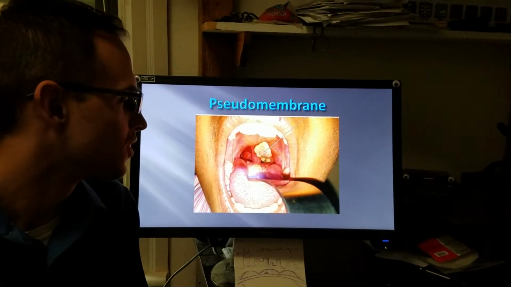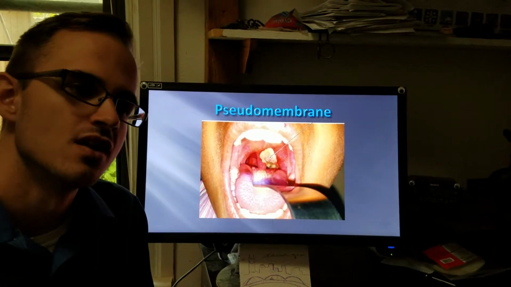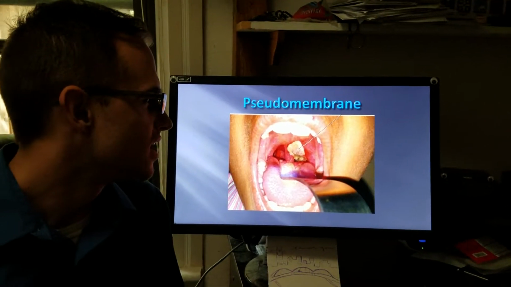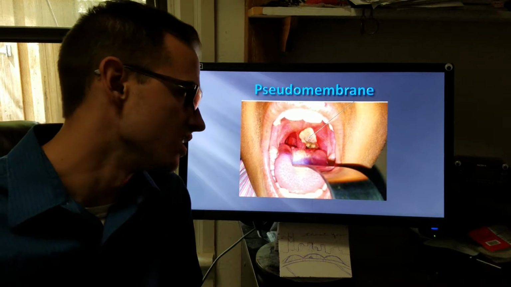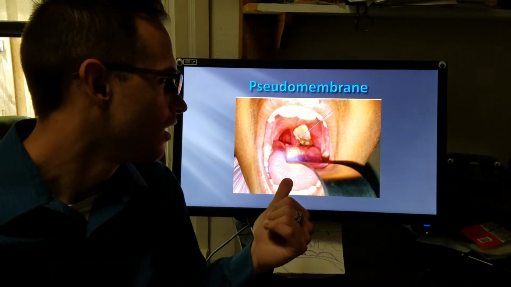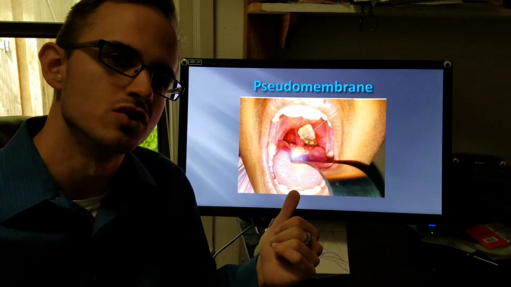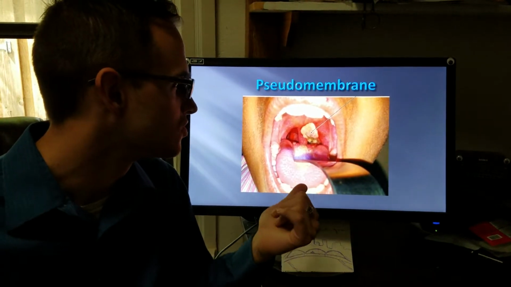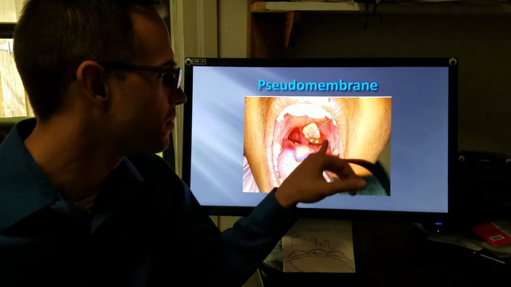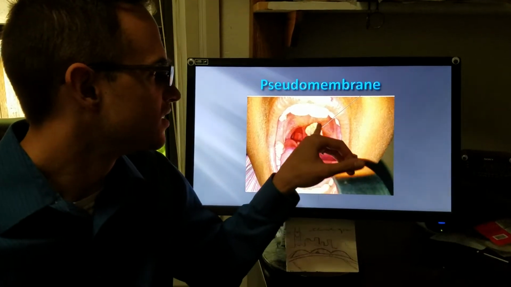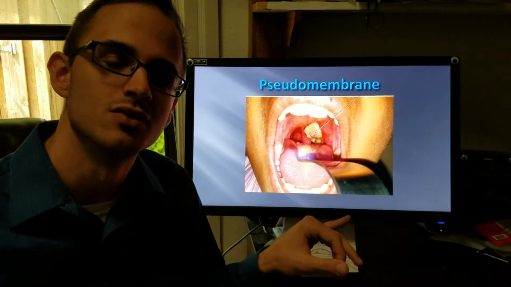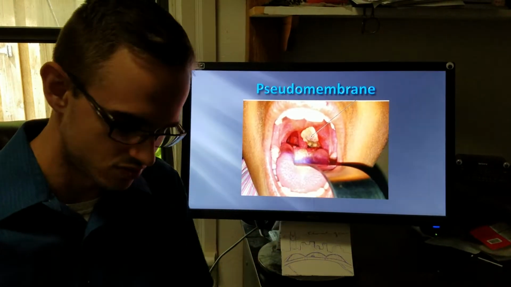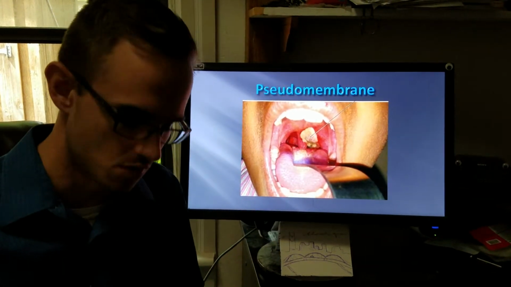What it is, it's comprised of just dead cells, toxins, some of the bacterium, and dead lymphocytes. Unfortunately, removal of this will cause bleeding because it's still highly vascularized. So you can't just remove it. This can go up into the nasopharynx, into the nasal cavity, and even into the nostrils. So this can be very detrimental to airflow.